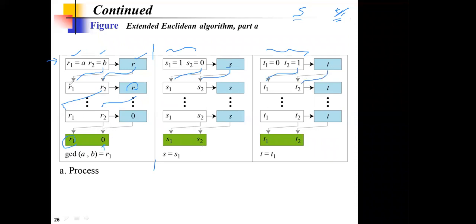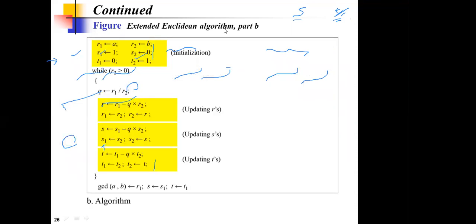Sir, S1 is 1, S2 is 0, but what is S? I did not understand, sir. Okay, let's check. Let's check the same thing actually. Yes, the remainder, the same thing, the remainder.